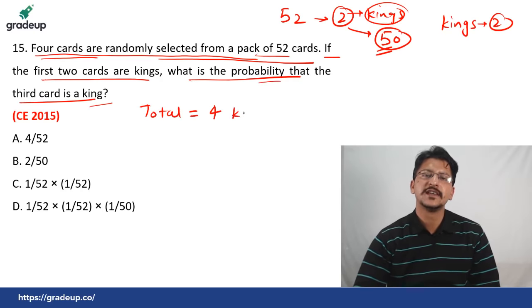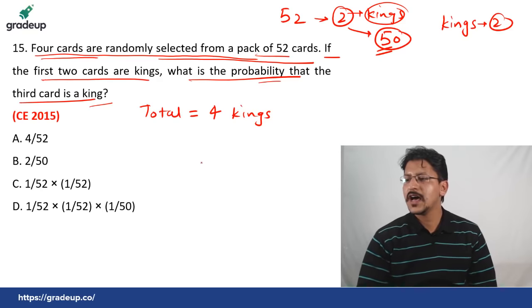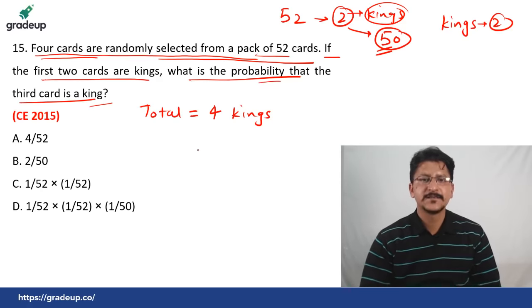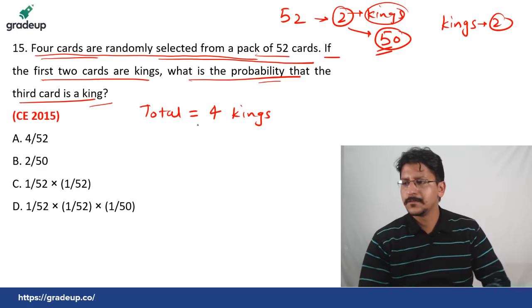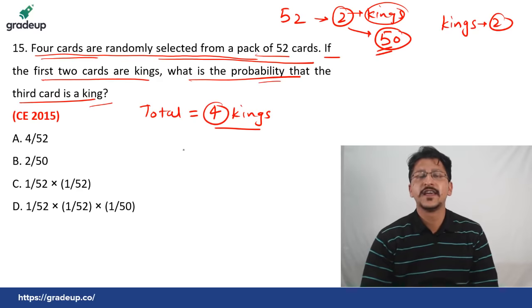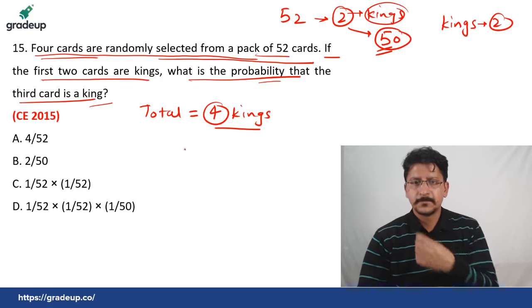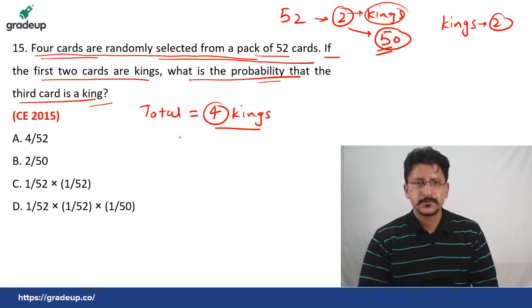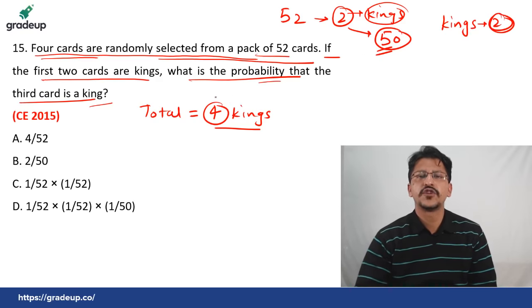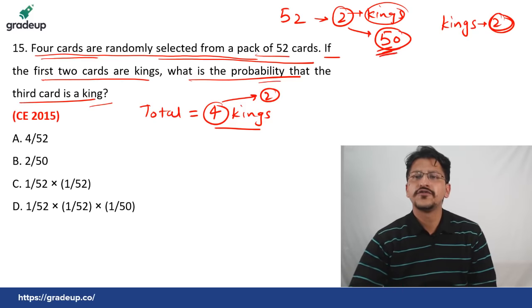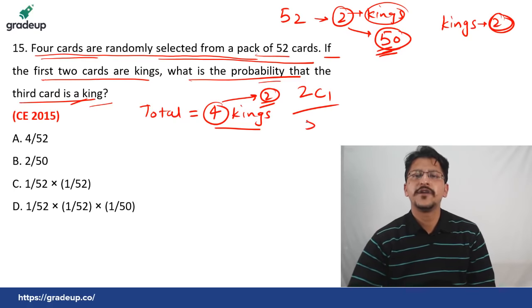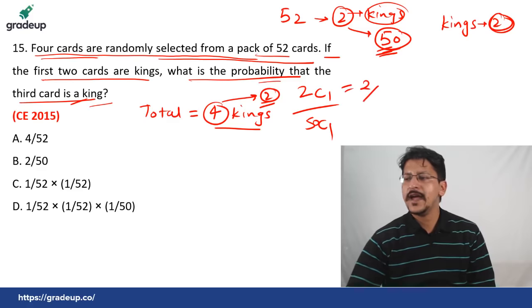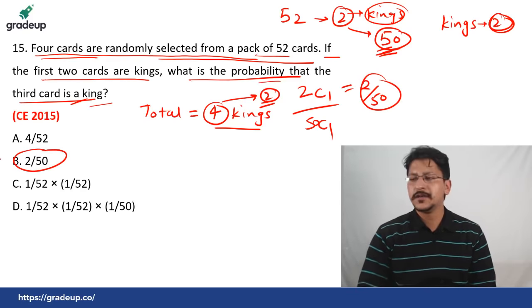There are four kings. If you know the suits, that is heart, club, diamond and the fourth suit. Of all those four suits, there are four kings. So two cards have already been removed, so remaining are only two kings. So out of those 50, the probability of getting the third card as a king will be 2C1 upon 50C1. So that is 2 by 50. The correct answer is option B.